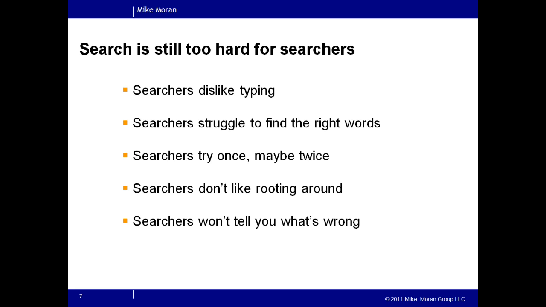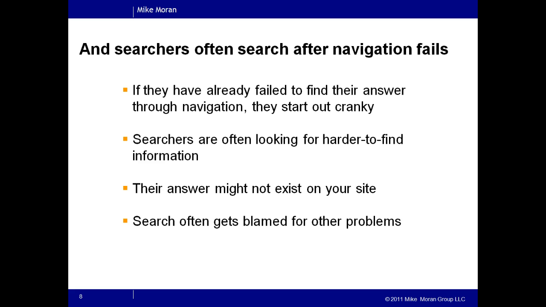The other thing that makes it hard is that searchers are not terribly persistent. A great study by Jared Spool at User Interface Engineering showed that searchers try one search, maybe two searches, and after that they give up. They don't like to dig around for things. When you show a result page, they don't like to click on one result, come back, click on another, come back. And even though they're disappointed, even though it's not working, they hardly ever tell you what's wrong. And so all of these things make search a more difficult thing to do than what people usually do when they're working on the web.